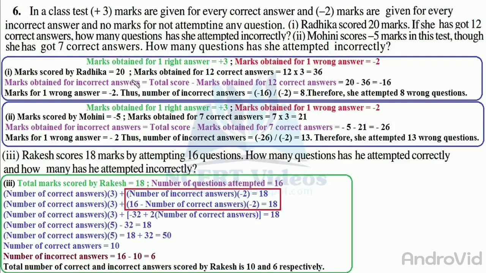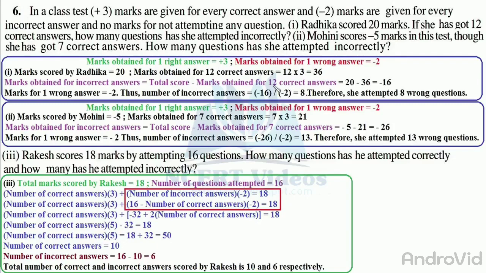The marks obtained for incorrect answers. Because we are asked to find how many questions she has attempted incorrectly, first of all, we will have to find marks, because we are talking in terms of marks only. If we come to know about the marks, we can divide it to get the number of questions. So this is the basic idea about it. So the total marks she obtained for incorrect will be her total score minus marks obtained for 12 correct answers. So her total score was 20 and she attained 12 correct answers.